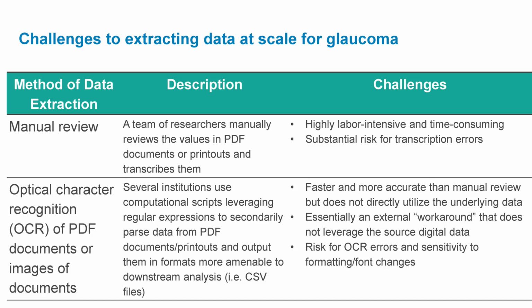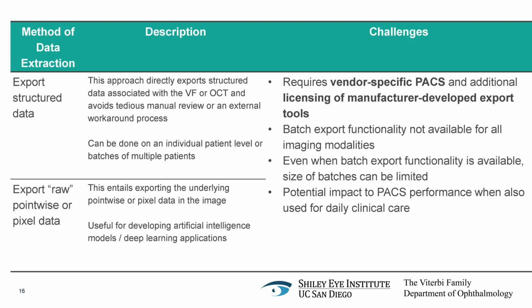Then the next step up from this is that there's some folks who said, okay, I made a Python script so that I could basically do OCR off the PDF documents. And we had actually done this in our group too, and there are several others out there, publications describing this, to parse the data out. This was, again, faster and more accurate than manual review, but still you're not utilizing the underlying raw source data, and it's still at risk for error. Anytime you have a change in the format, then you have to redo your OCR approach. Not ideal.